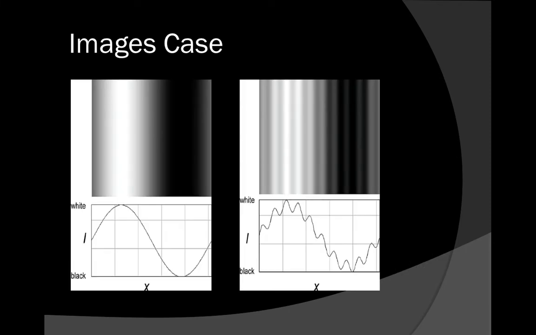Images case. In the case of images, the signals in the Fourier spectrum correspond to the gray levels or different intensities in the rows and column pixels of the image matrix. Gradually varying images have low spatial frequencies. Those with many sharp edges have high spatial frequencies.